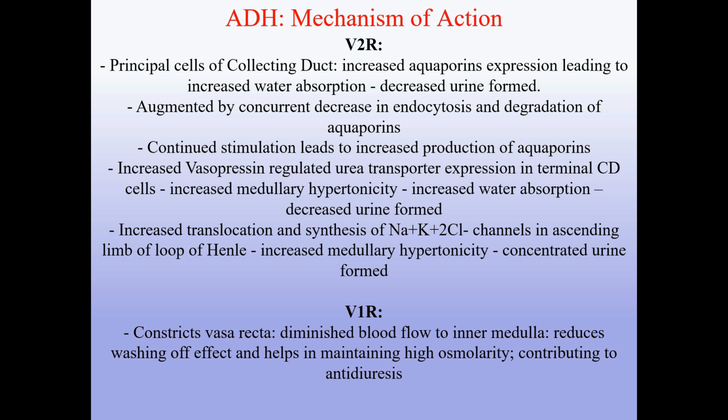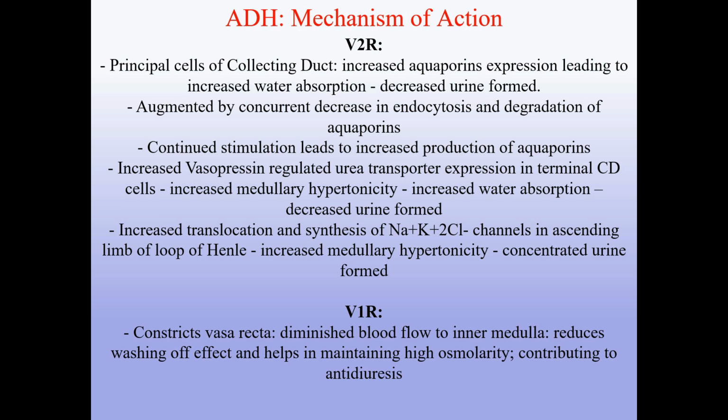Antidiuretic hormone mechanism of action. V2 receptors on principal cells of the collecting duct increase aquaporin expression, leading to increased water absorption and decreased urine formed. This is augmented by a concurrent decrease in endocytosis and degradation of aquaporins. Continued stimulation leads to increased production of aquaporins and increased vasopressin-regulated urea transporter expression in terminal collecting duct cells, increasing medullary hypertonicity, increased water absorption, and decreased urine formed.